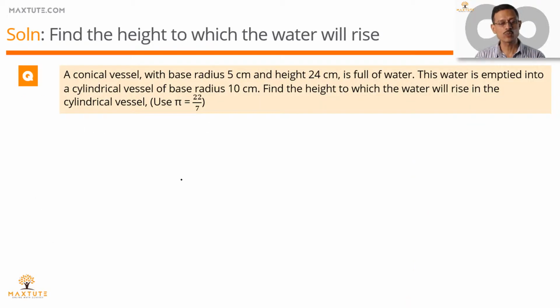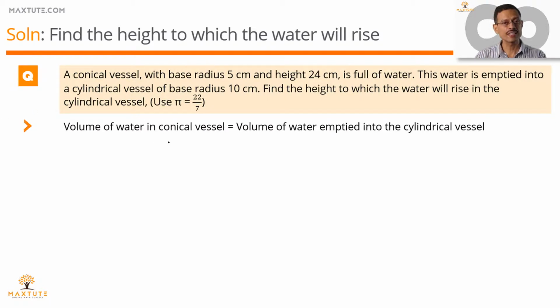Solving this question entails one concept, which is that the volume of water in the conical vessel is equal to the volume of water emptied into the cylindrical vessel. We need two formulae. One, how do we compute the volume of the cone? The formula for the volume of the cone is 1/3 pi r squared h, where r is the base radius and h is the height. For the cylinder, the volume is pi r squared h, where r is the base radius and h is the height. If we know these two formulae, which we would know by now, we can solve this question easily.